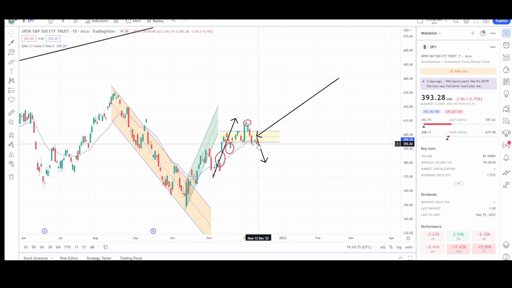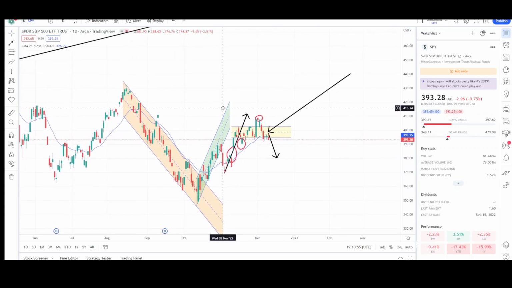You know, I'm not gonna be confident just on one little red candle. I need to see momentum to the downside, and then we're gonna probably reach that 380 level, and then maybe even the 52-week lows at the 348 level. So if we see momentum to the downside, then that's where we're probably headed.